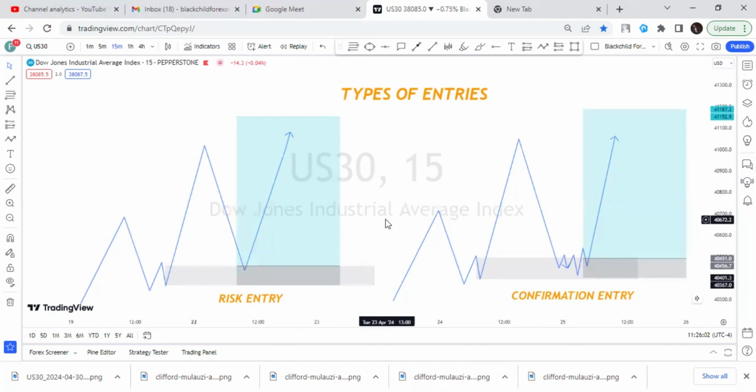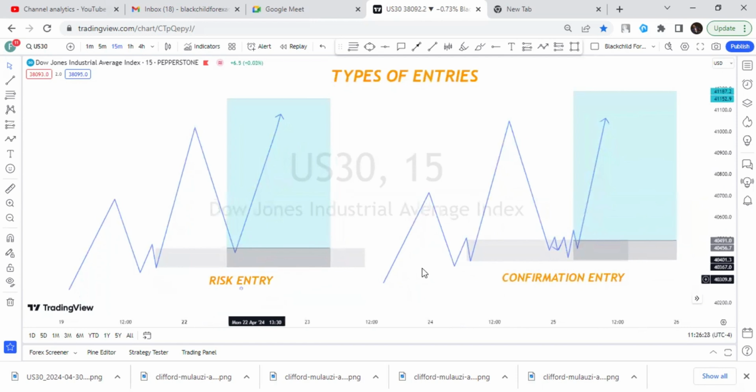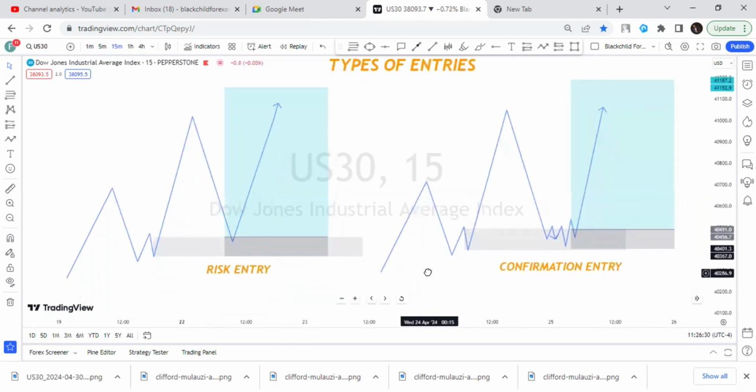Just because the trade is moving up doesn't mean you can just enter anywhere. You have to know exactly where you're supposed to enter a trade. What you're seeing in front of you are two types of entries: a risk entry and a confirmation entry. I'll explain each in detail, and I'll also give the advantages and disadvantages of each so that you know exactly the pros and the cons of using either of these. By the end of this video, you'll know where exactly to position yourself.